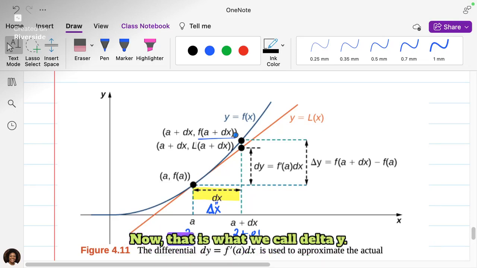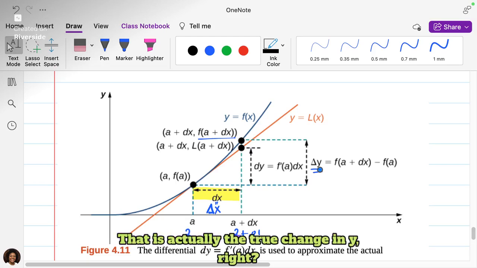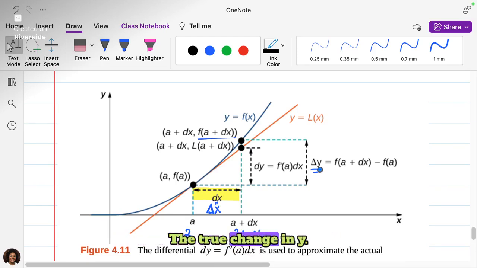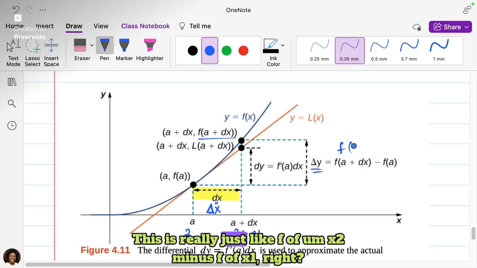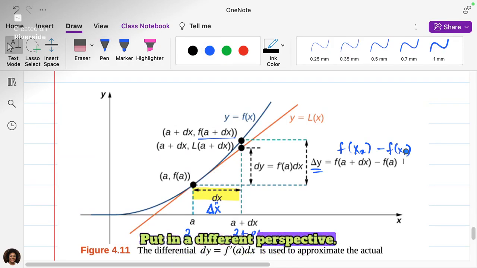Now, that is what we call delta Y. That is actually the true change in Y, right? The true change in Y. This is really just like F of x2 minus F of x1, right? Put in a different perspective.